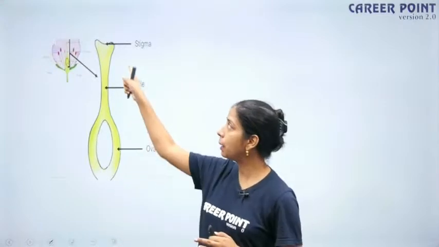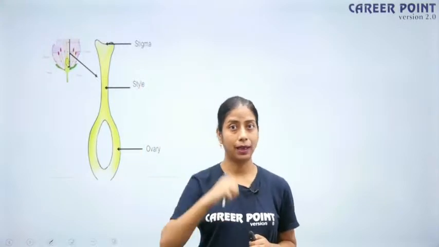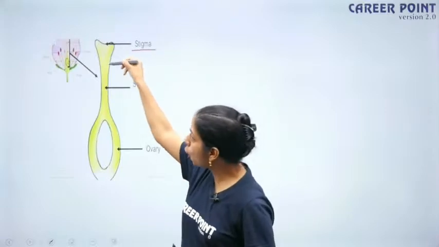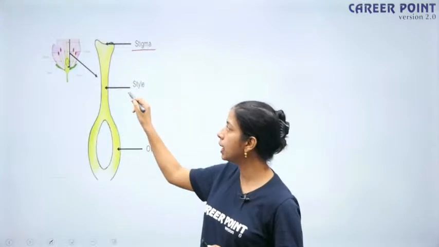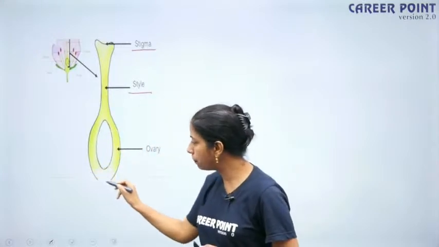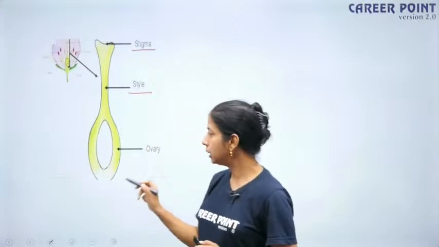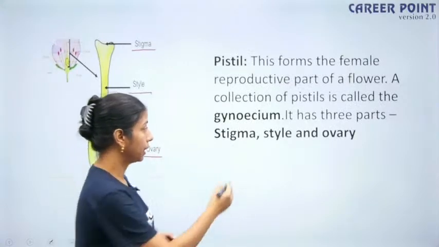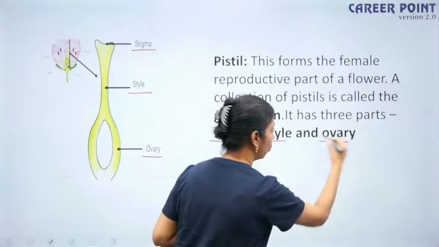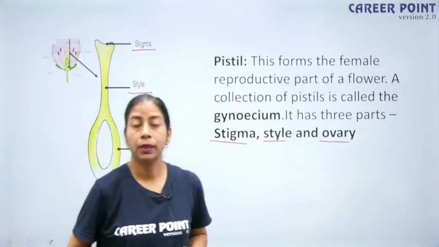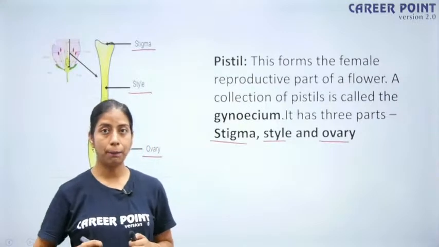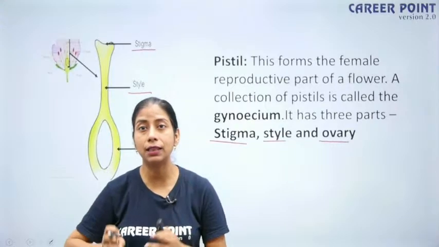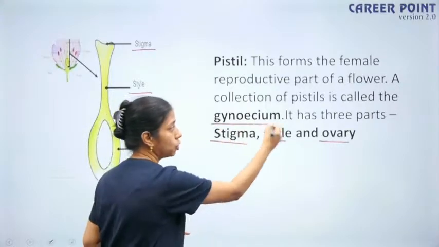अगर आप यहाँ पे देखेंगे तो यहाँ कार्पल के 3 पार्ट्स हैं। The above top part is known as stigma, this long tubular structure is known as style, and this lower portion, you can see the swollen part, this is known as ovary. ठीक है, तो यहाँ पे 3 पार्ट्स हो गए, स्टिग्मा, स्टाइल एंड ओवरी। ये हैं कार्पल के पार्ट्स। बहुत सारे फ्लावर्स में एक से ज़्यादा कार्पल्स होते हैं, तो जब more than 1 carpels, all the carpels collectively is known as gynoecium.